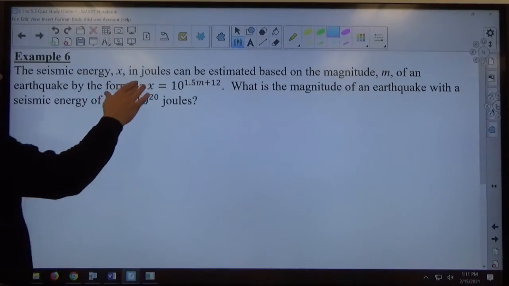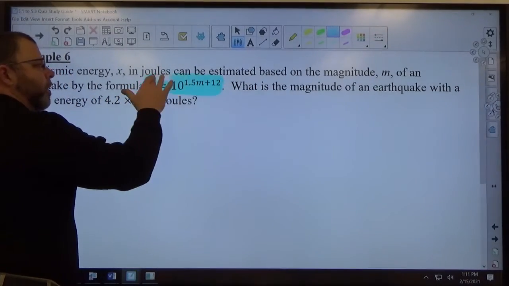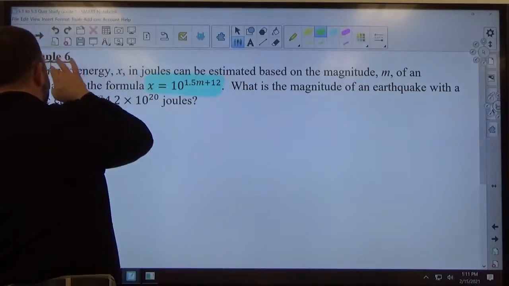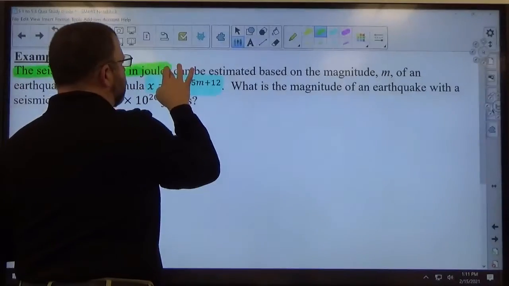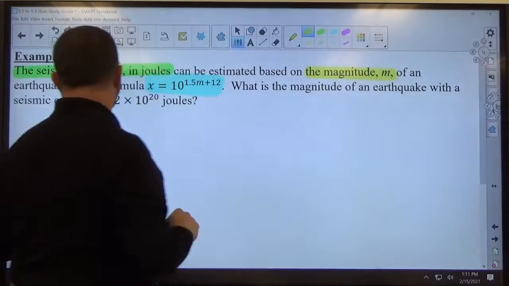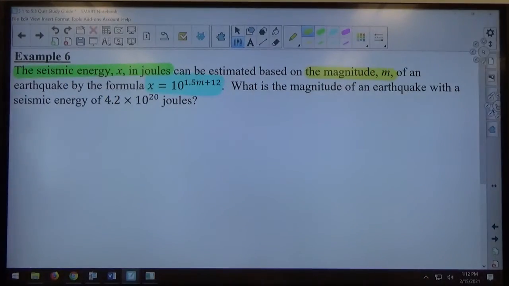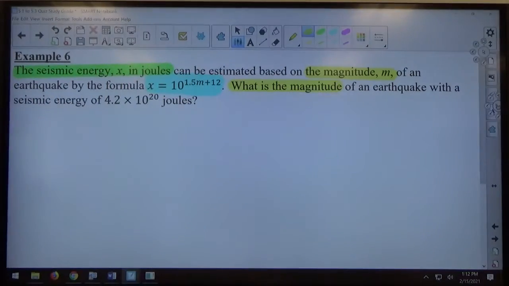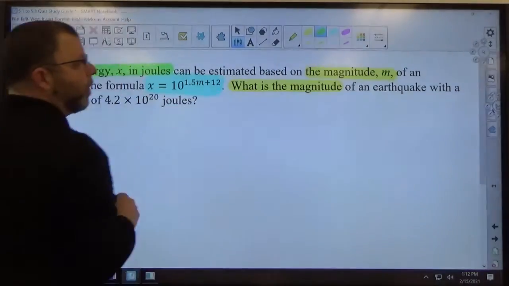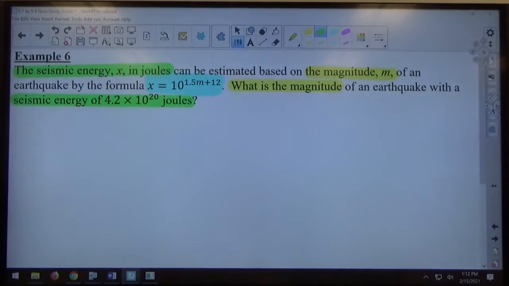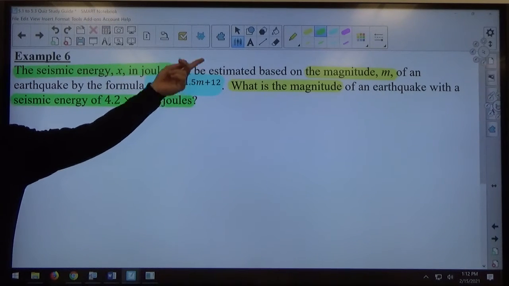They've given us an equation in the word problem, and they've told us in words the seismic energy X in joules based on the magnitude M of an earthquake. So when it says what is the magnitude, what are they asking us to find? M. And when it says with a seismic energy of 4.2 times 10 to the 20 joules, they're telling us X, right? Here's X, here's an equation with X and M in it, find M.